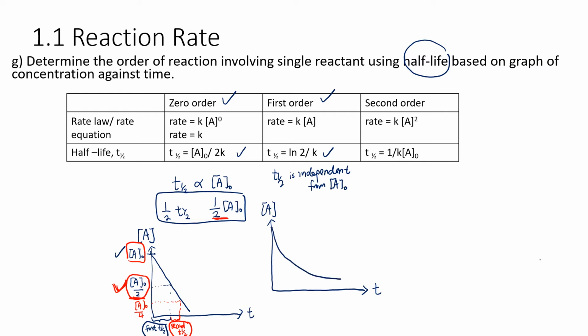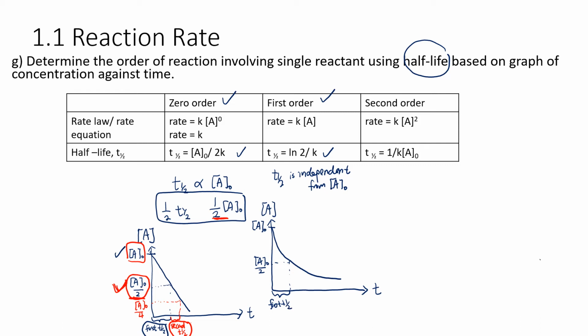So for the first order reaction, how do we determine the first half-life? So this is the initial concentration. After the first half-life, the initial concentration will become half of its initial value. And the time taken, we call it the first half-life.